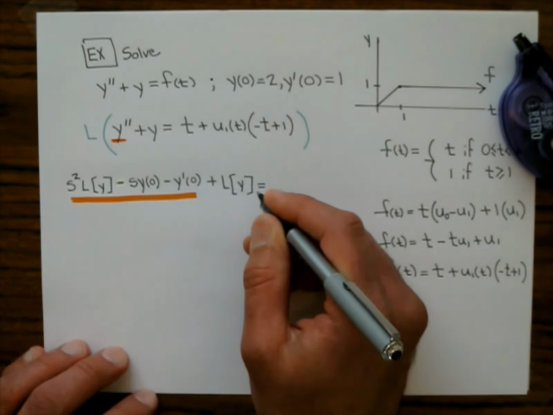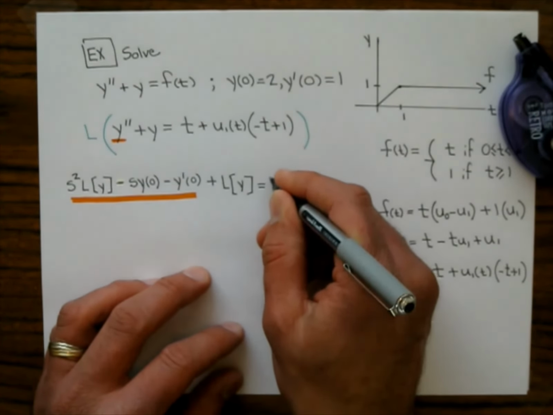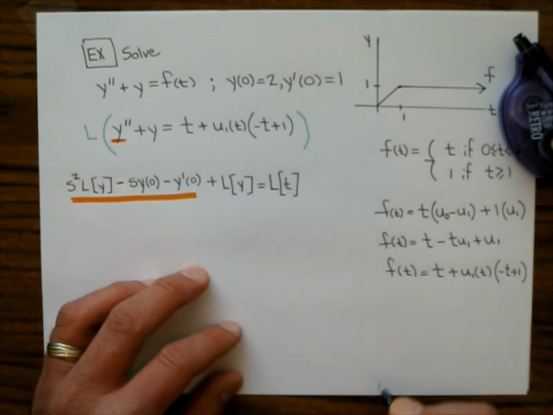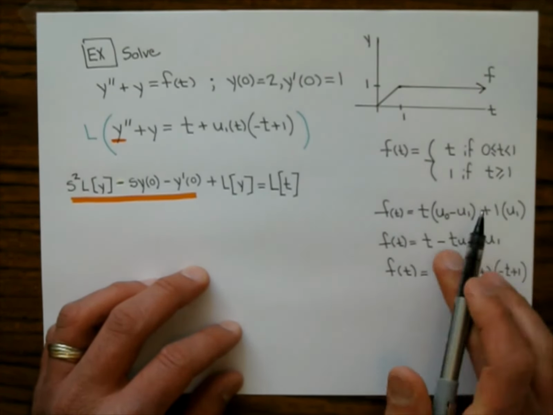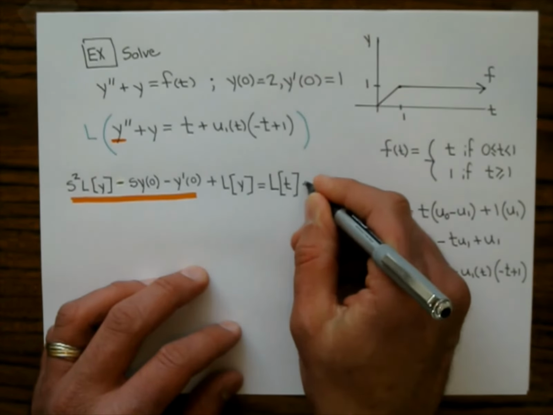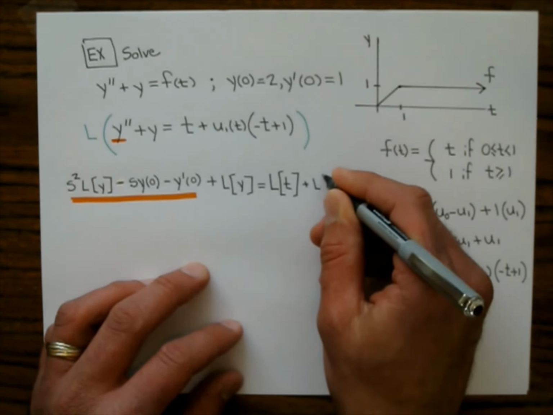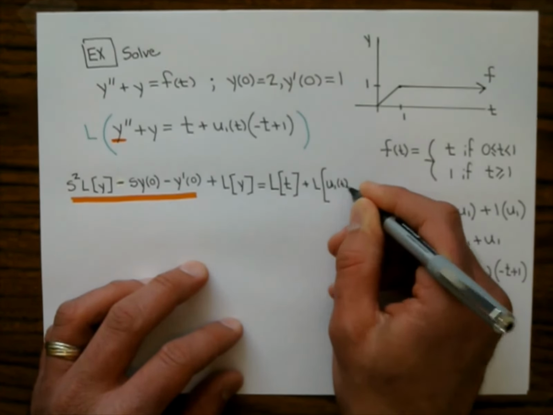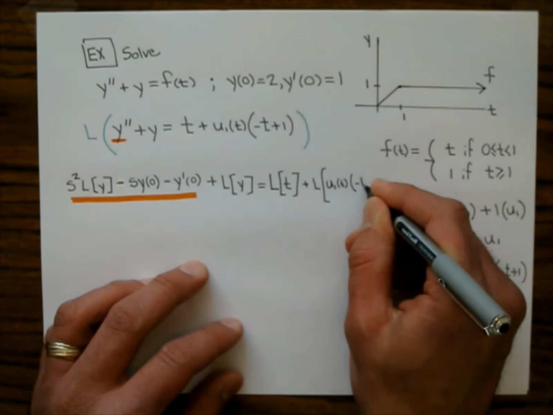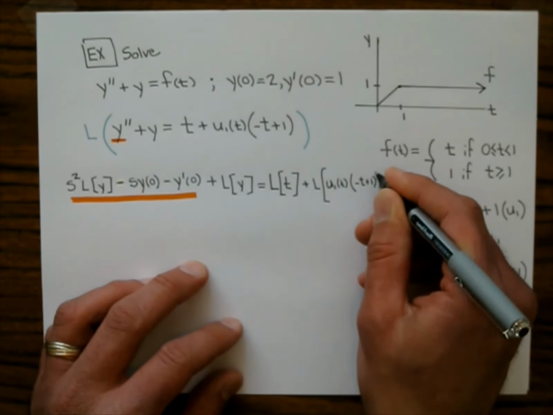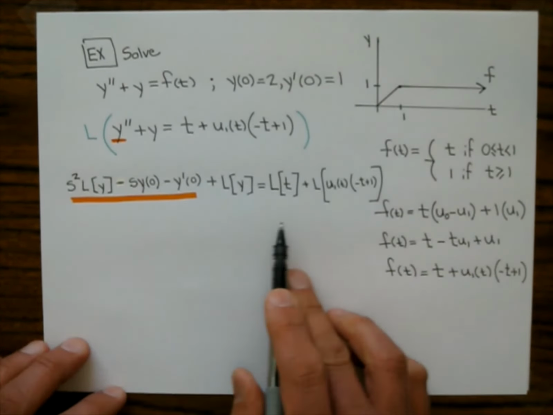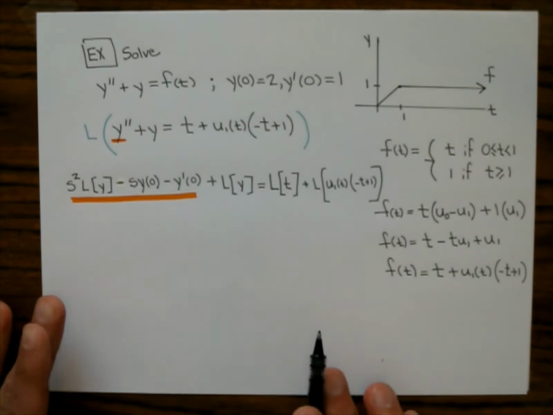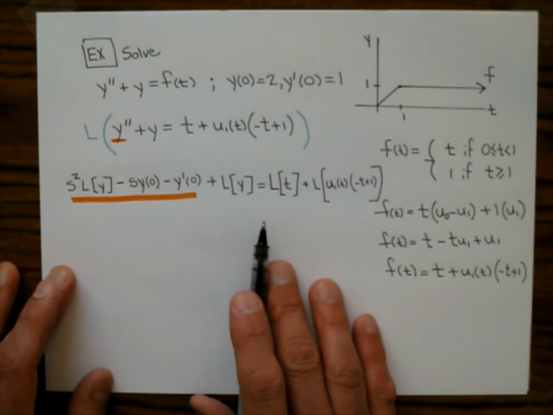Okay, and then what are we going to do? Then we're going to do the Laplace transform of t, and this was bad planning here, wasn't it? This is going to be plus the Laplace transform of u sub 1 of t, then we have negative t plus 1. Okay, so I'm ashamed. Look at this. It's just running into everything. So how am I going to do this? Let's see if we can do this problem.